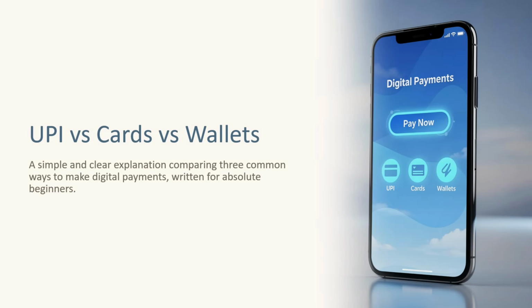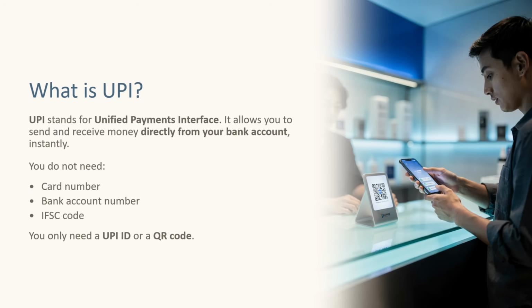In this video I will explain the difference between UPI, cards and wallets. First we will see what is UPI. UPI stands for Unified Payments Interface. Using that, you can send and receive money directly from your bank account instantly. You do not need a card number, bank account number and IFSC code. You only need a UPI ID or a QR code.